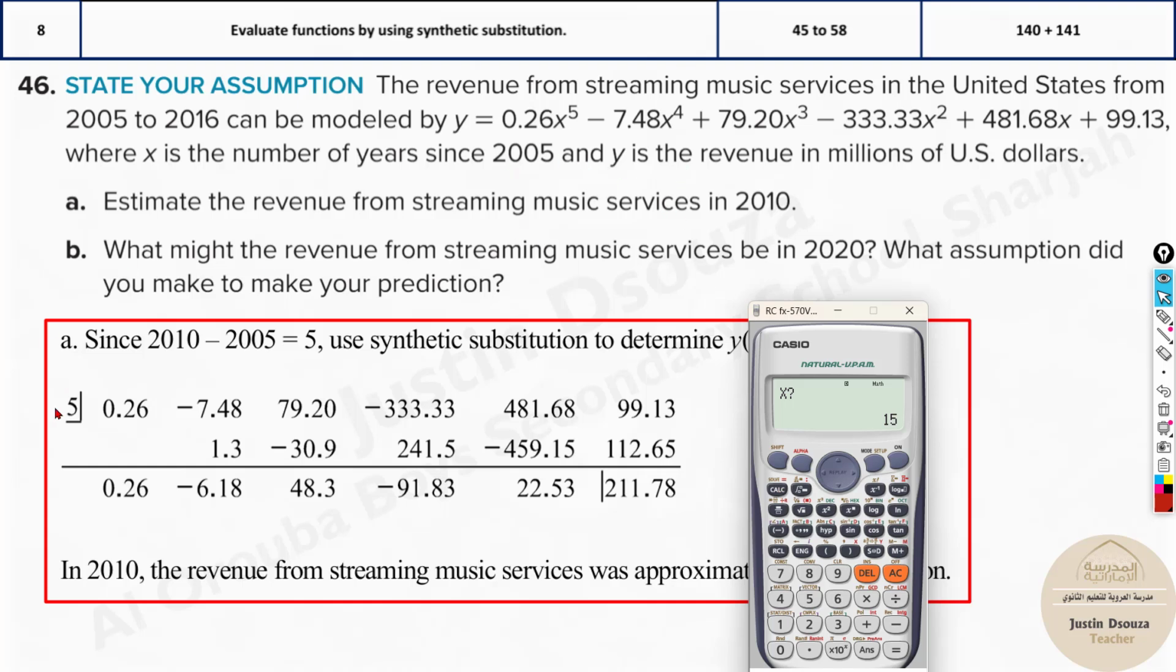And how many years are we solving for? 5 years, right? 5 years from 2005. So I'll type 5, equal to, and the answer is 211.78. In terms of the unit they have given, the model is in X number of years, and Y is in millions. So it is 211.78 million that has been generated in 2010.